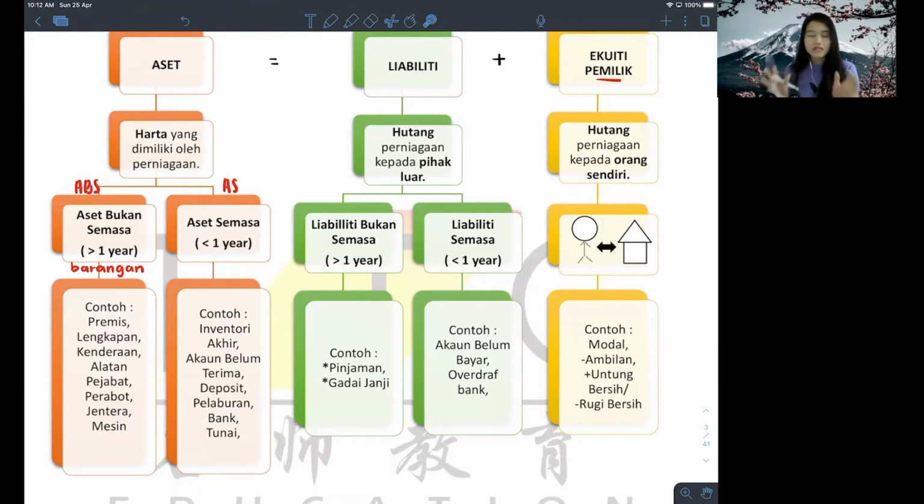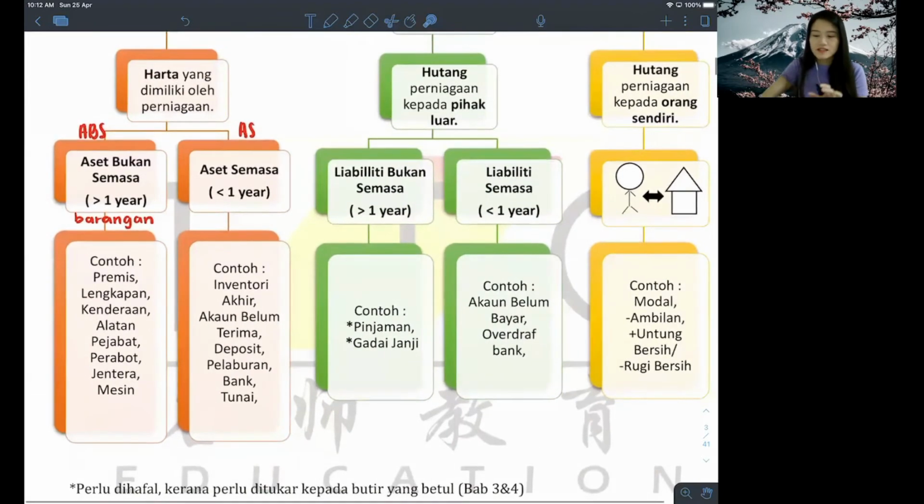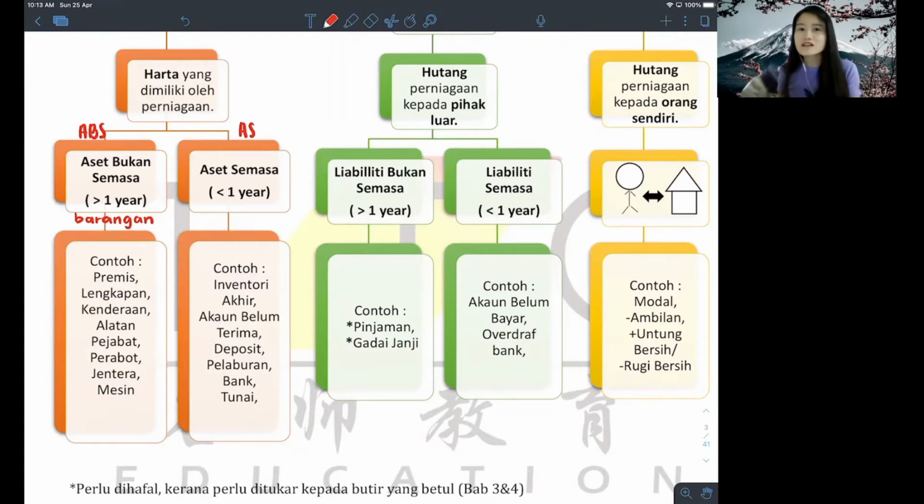All right. So let's go into asset bukan semasa. Now this is something that I really want to emphasize in class, not just from my class here in seminar, but even in my YouTube channel. I do the same thing. Please memorize well your assets because they will be the majority of your questions. Every single question will ask about asset because a company cannot survive without any assets. Not just ABS, not just AS, both of them. So you need to memorize there is a total of 7 types of asset bukan semasa, and for asset semasa we will have 6 types.